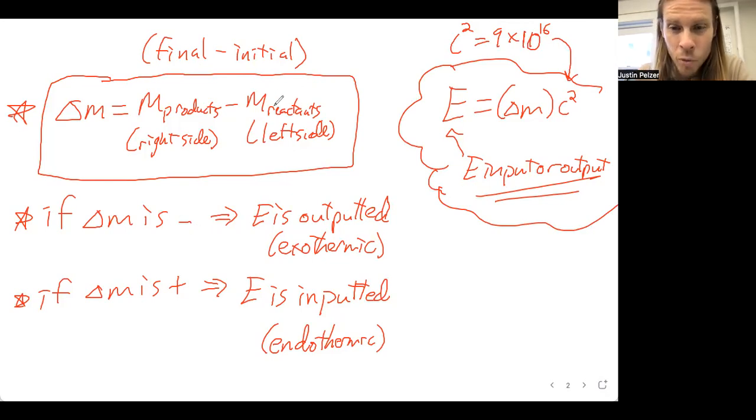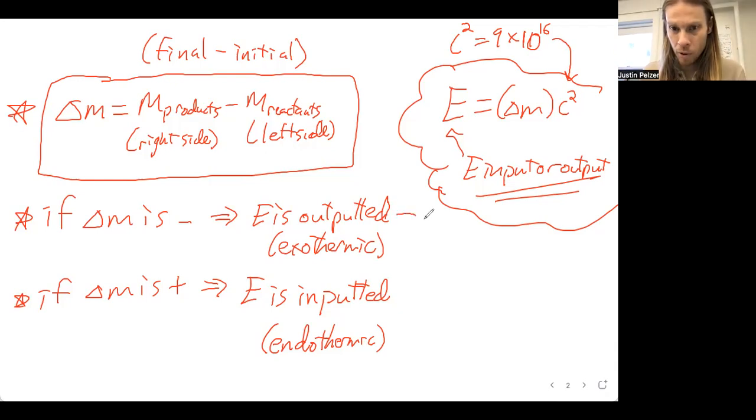Now, if delta M is negative, take a moment to think about this. If delta M is negative, which one's bigger? The reactant is bigger, which means we lost energy. That makes sense. That's what the negative means. We lost energy, or the nuclei lost energy due to a binding energy. Boom, clap, that energy got released out. That's exothermic. If delta M is positive, that means the nuclei grew, or the nuclei became less bound. And that means energy had to be inputted to make that happen.